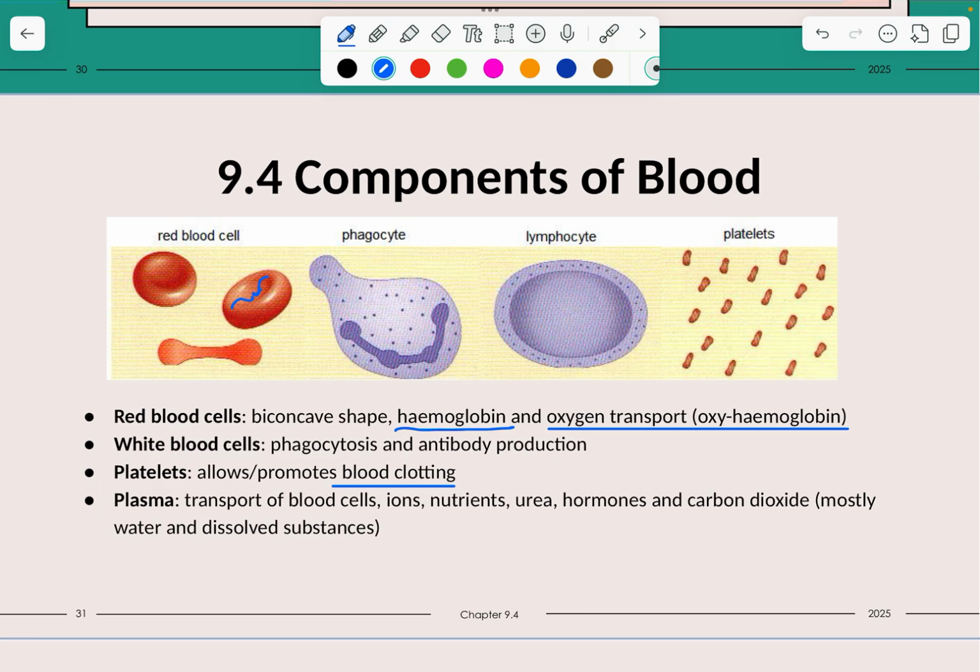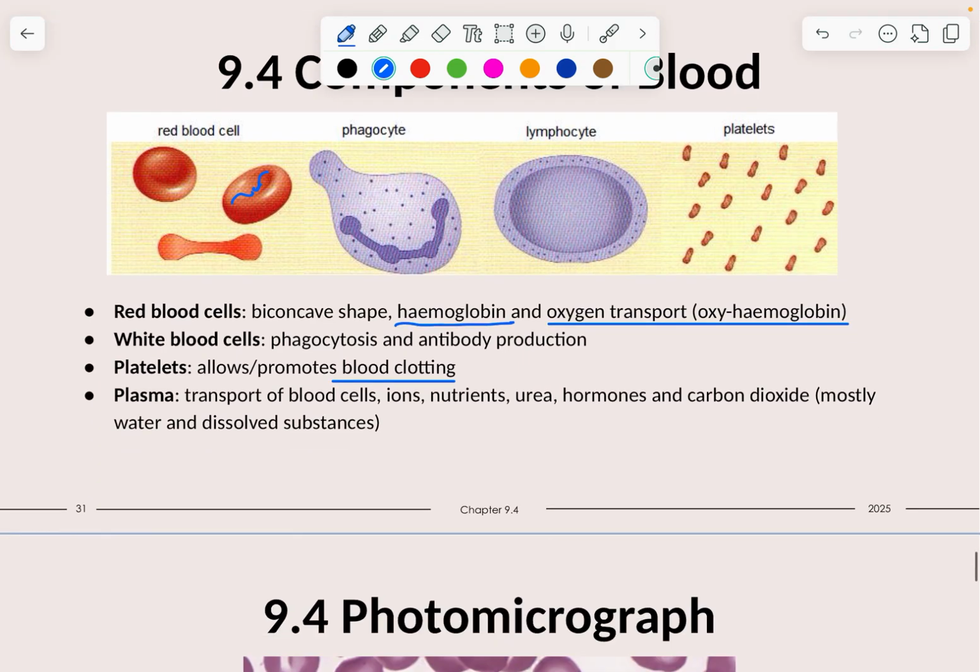Platelets, they allow blood clotting. So I'm sure you have had an injury before and blood starts bleeding. But have you ever realized that after some time, the blood starts to stop bleeding again? So blood clotting is here. Blood clot is to stop the blood from constantly leaving the body. Okay, so it actually provides you a barrier to stop bleeding already. Okay, so this is with blood clotting. Just need to know a very tiny mechanism of this. And plasma is the liquid portion of blood. They transport blood cells, ions, nutrients, urea, hormones, and CO2. That's it. Okay, this is what you need to know for here.